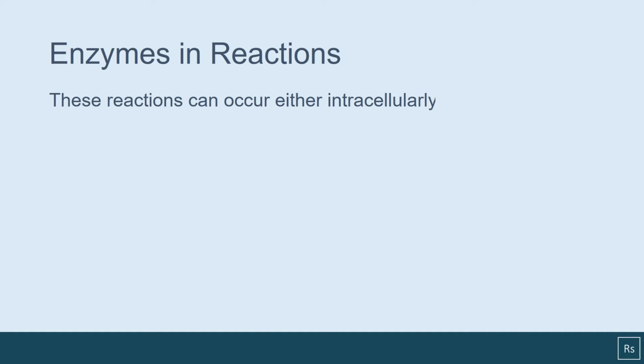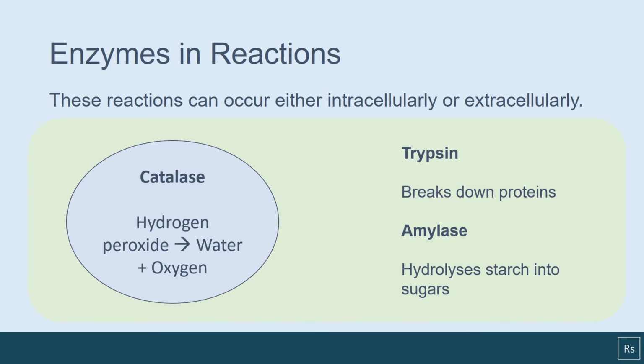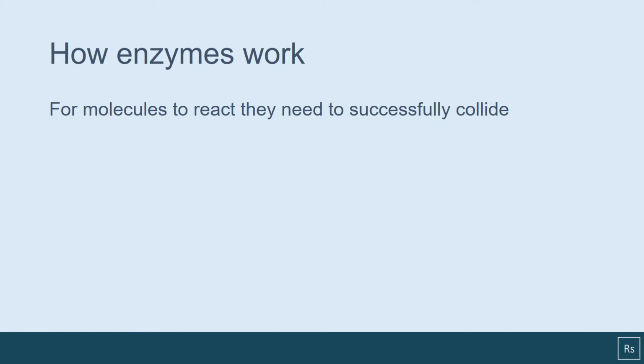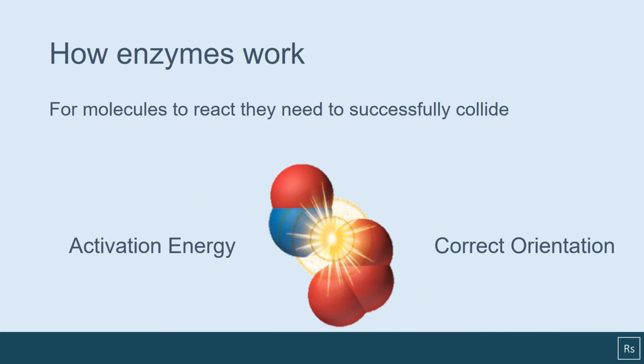These reactions can either occur intracellularly, such as the example of catalase, which catalyses the breakdown of hydrogen peroxide into water and oxygen, or they can occur extracellularly. Two examples of these are trypsin, which breaks down proteins, and amylase, which hydrolyzes starch down into sugars. For two molecules to react, they need to collide successfully, and there are two things that will affect this outcome: whether they have enough activation energy or whether they collide in the correct orientation.